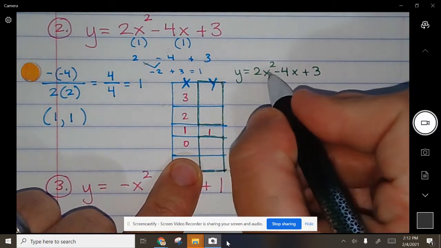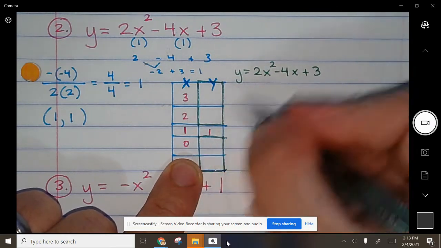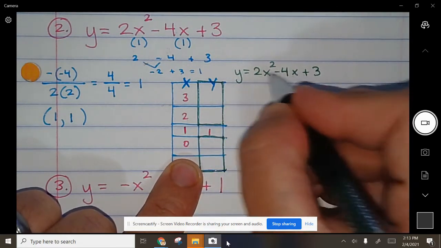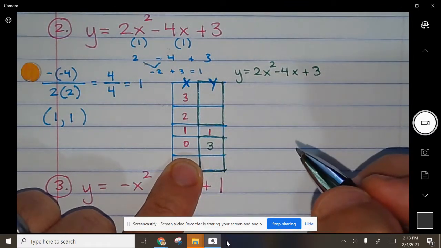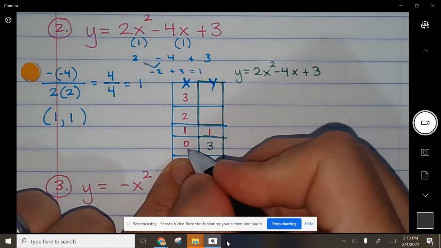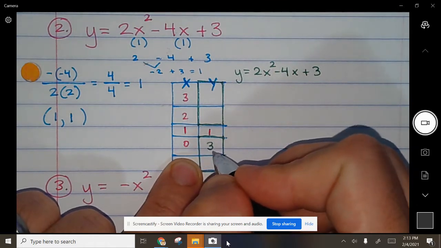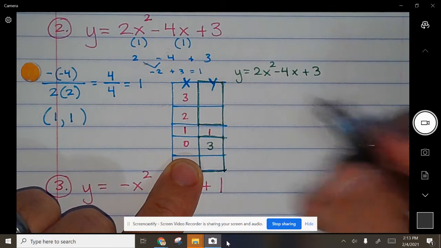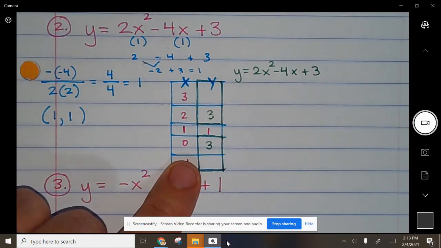If I plug in 0 here, cancels out. 0 here cancels out. Understand, when 0 is x, all of this is going to go away. What is it? 3. And that's going to be where it touches your y-intercept. If 0 is x, 3 is your y, that's where it touches the y-intercept. All right? If this is 3, guess what? This is 3. And if you don't believe me, try it out.